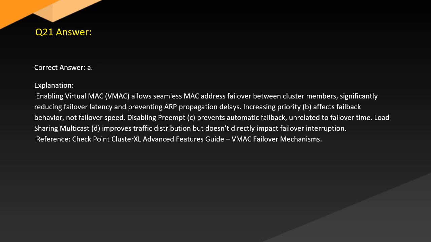Answer. Correct answer: A. Explanation. Enabling virtual MAC (VMAC) allows seamless MAC address failover between cluster members, significantly reducing failover latency and preventing ARP propagation delays. Increasing priority, B, affects failback behavior, not failover speed. Disabling preempt, C, prevents automatic failback, unrelated to failover time. Load sharing multicast, D, improves traffic distribution but doesn't directly address failover interruption. Reference: Checkpoint Cluster Excel Advanced Features Guide, VMAC failover mechanisms.